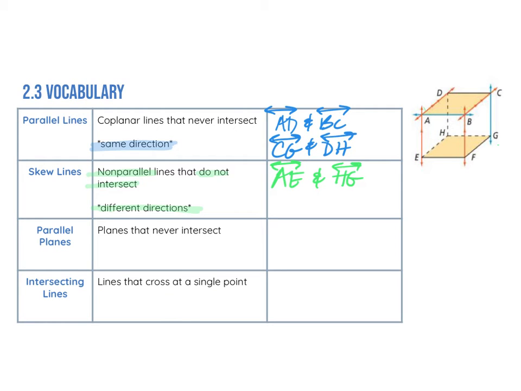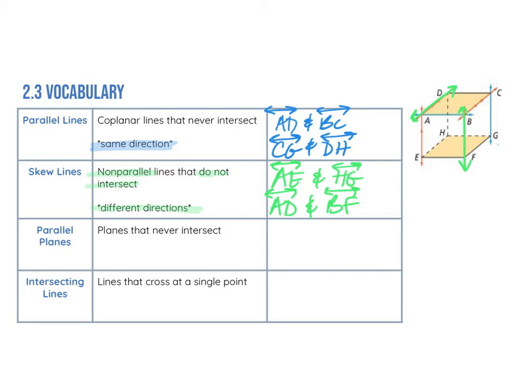I'll give you another example. Let's say AD here. So again, if we're going to talk about which direction that goes, maybe we could say that's going front to back, but it's on the left side of the shape. So if I look at one that's going a different direction, so up and down, but this one's on the right side of the shape. So again, they're never going to touch each other. So that would be an example of skew lines.